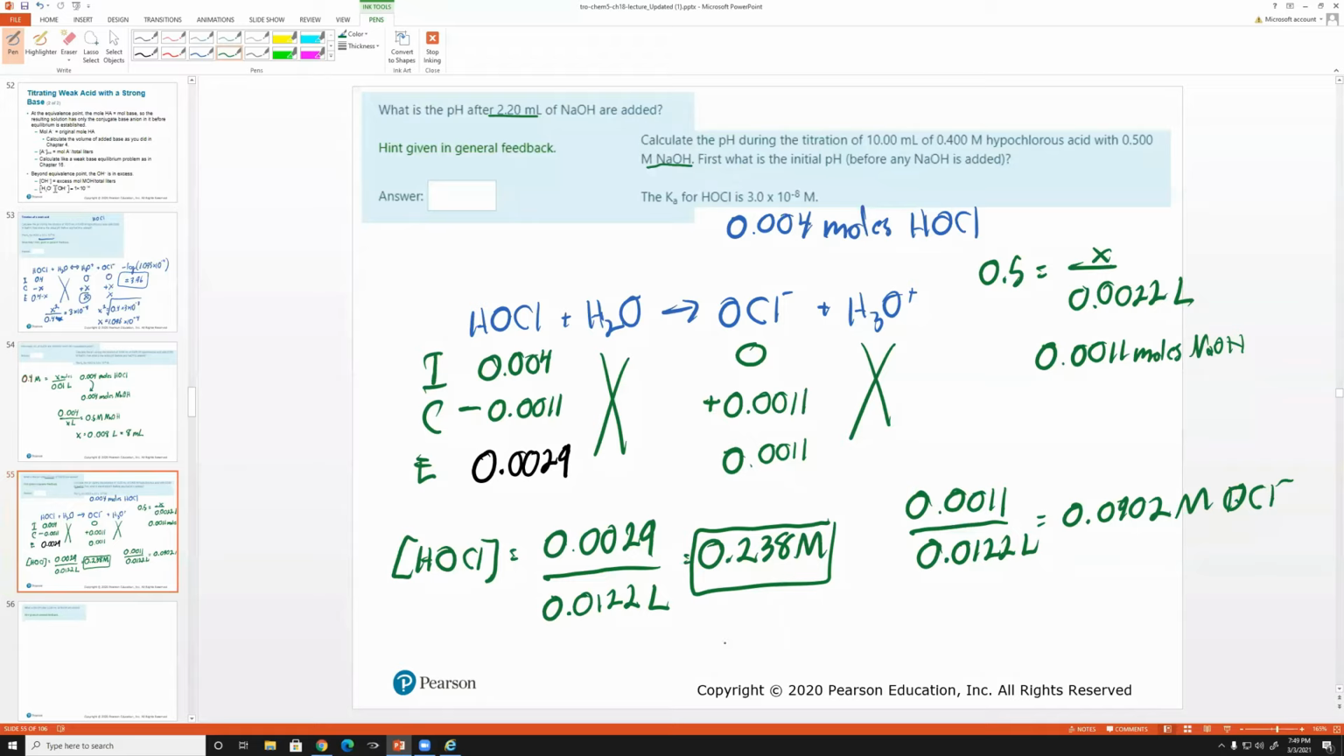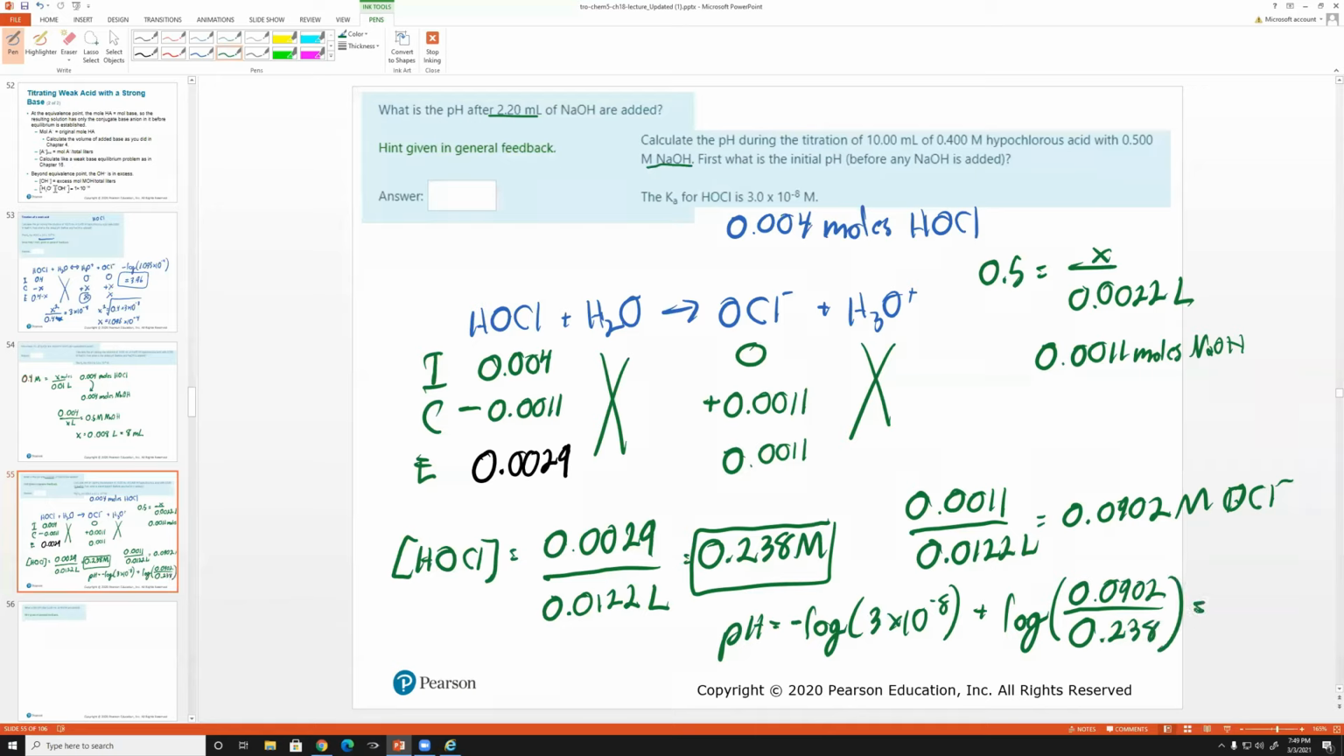Okay, so let's do the Henderson-Hasselbalch. So pH equals pKa. pKa we don't have, but we have the Ka. So we have the negative log of the Ka, which is 3 times 10 to the negative 8, plus the log of the conjugate base, 0.0902, divided by the concentration of the weak acid, 0.238. And what does that equal? Can someone give that to me? That would be nice.